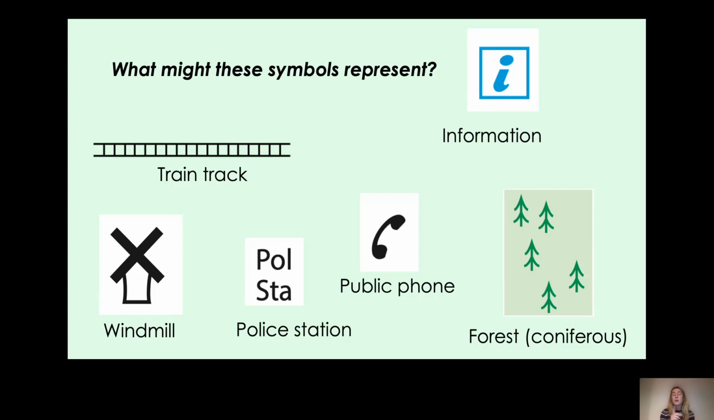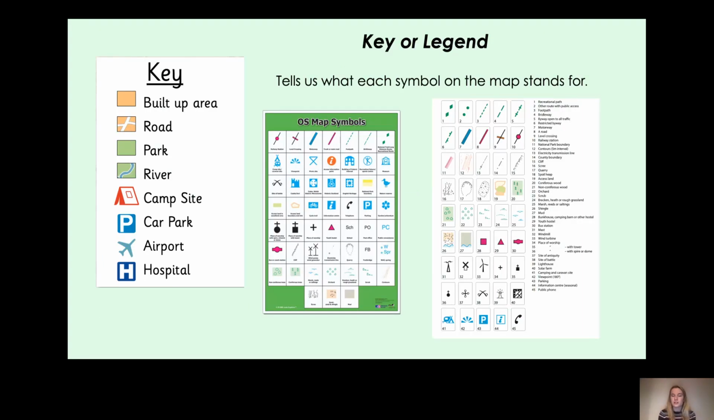Now we have been able to work out what these symbols represent because some of them look like what they represent. So the windmill looks like a windmill, the train track looks like a train track, the forest looks like a forest. But how can we make this easier for ourselves? What is on a map that could make it easier? Yes, you're right. We could use a key or a legend, okay?